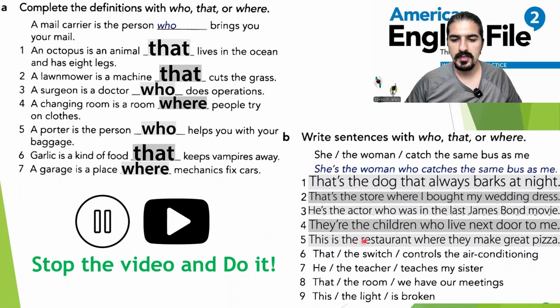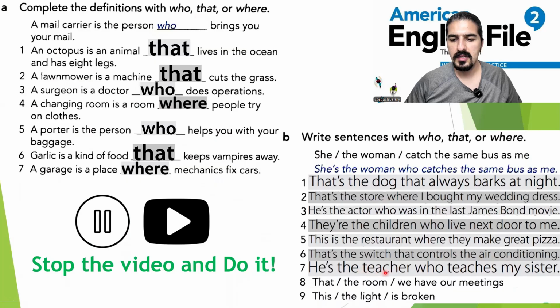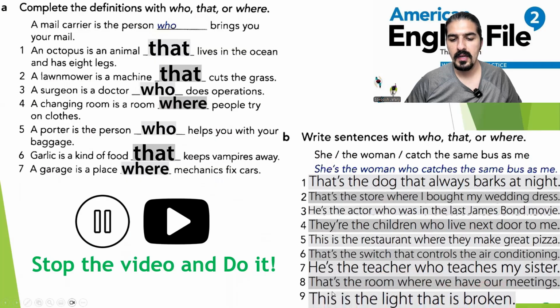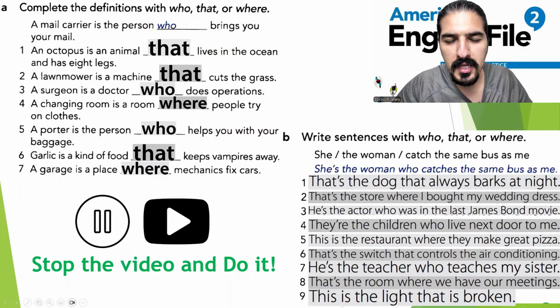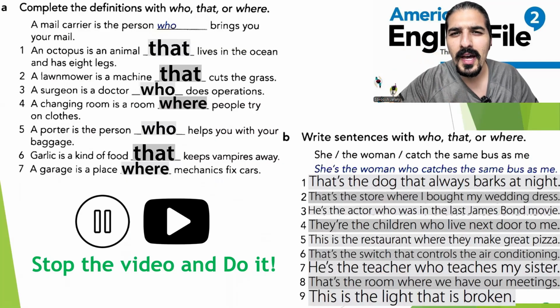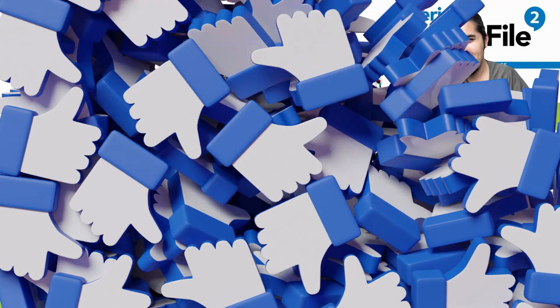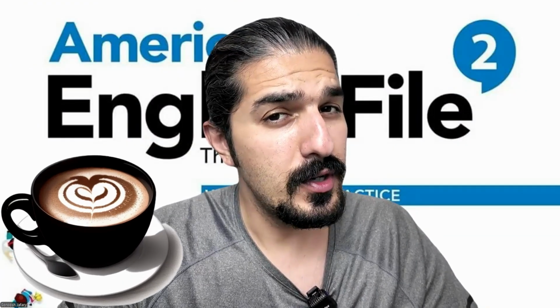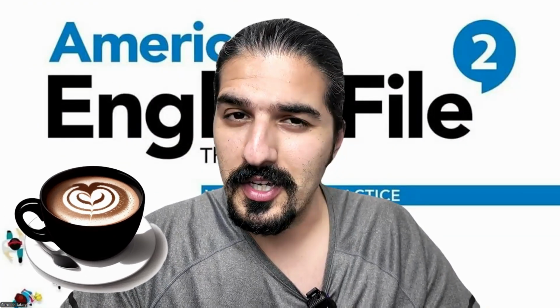Number 5, this is the restaurant where they make great pizza. Number 6, that's the switch that controls the air conditioning. Number 7, he's the teacher who teaches my sister. Number 8, that's the room where we have our meetings. And number 9, this is the light that is broken. Now, you know everything about defining relative clauses. You knew it. You just didn't know the name, I'm sure. Awesome. I'm proud of you. If you need to take a coffee break, well, get to it.